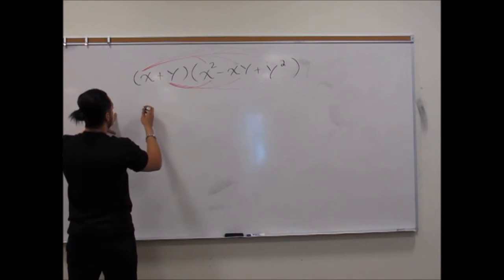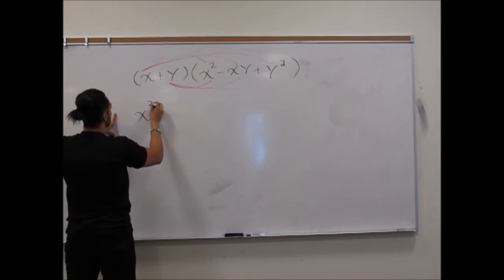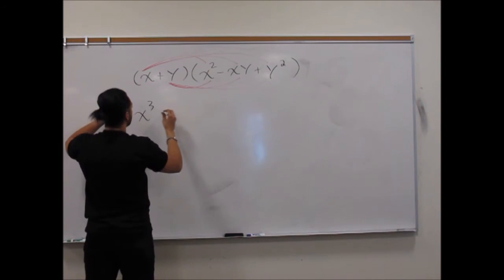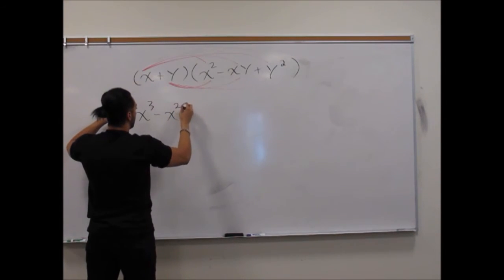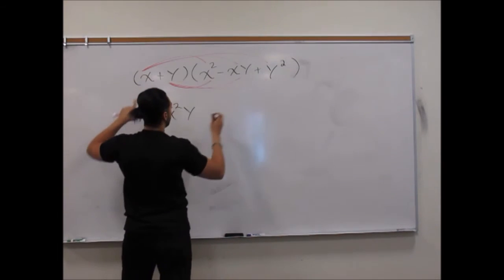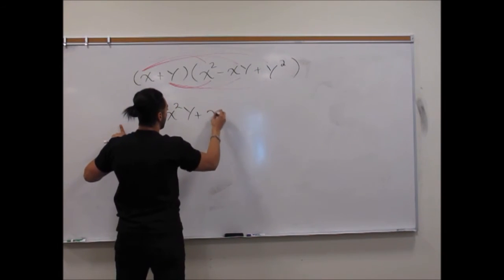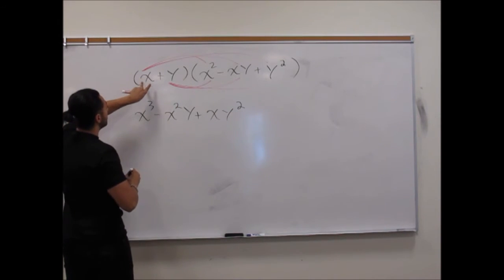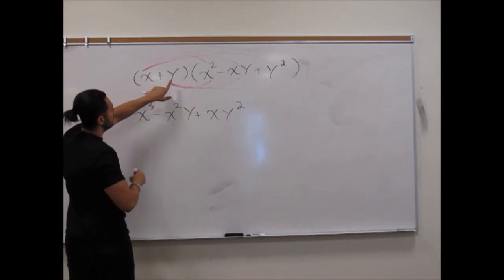X times the x squared, that would give us an x cubed. X times a negative xy, the x's would combine to give us an x squared, and the negative is there, so negative x squared y. And then finally, x times the y squared would be a positive xy squared. So we completely distribute the x into each of those terms. Let's move on to the y.